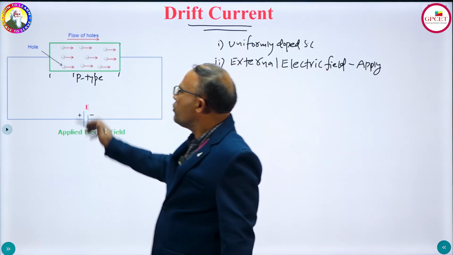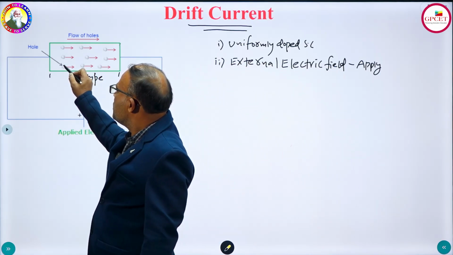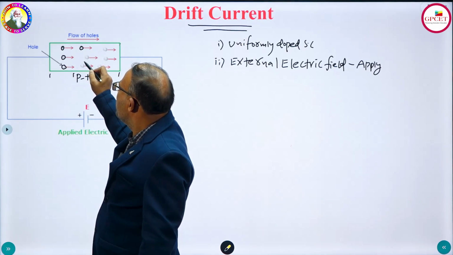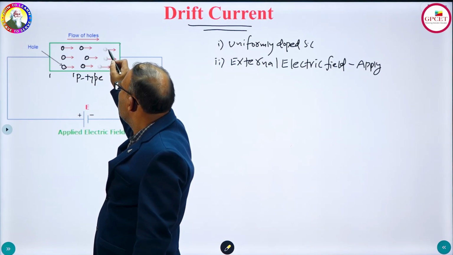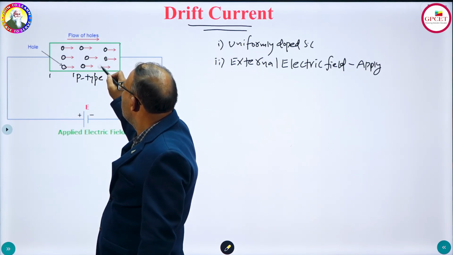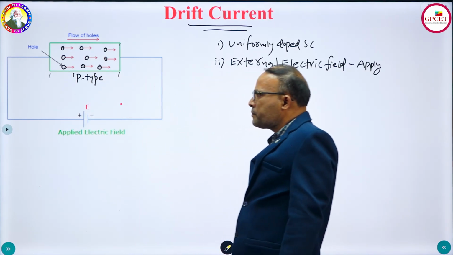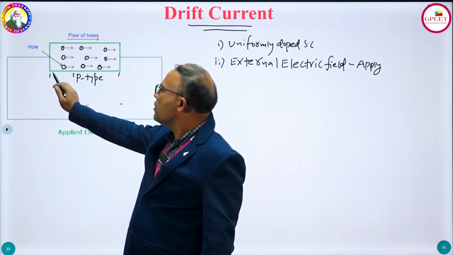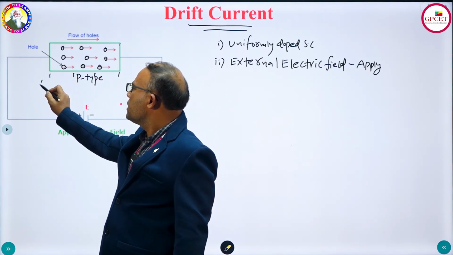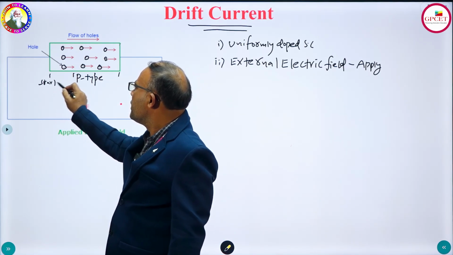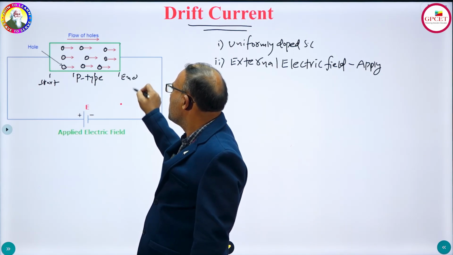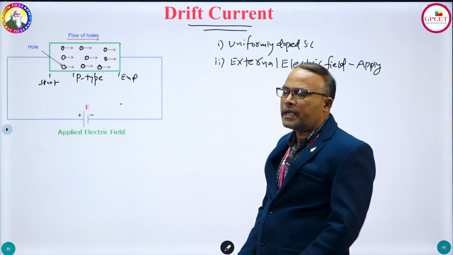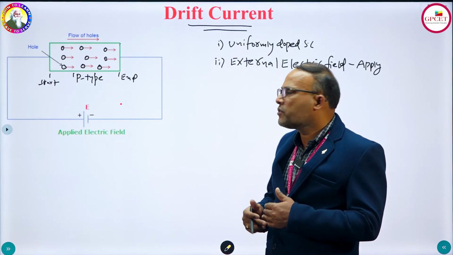So these are all called holes, where the majority charge carriers are holes in a P-type semiconductor. This is a hole, this is a hole, and so on. Now, we need to make sure current flows from the starting point to the ending point. So how does current start to flow from the starting point to the ending point here? For this, all holes have to move from the starting point to the ending point. For that, I need to apply an external electric field, which is called E.